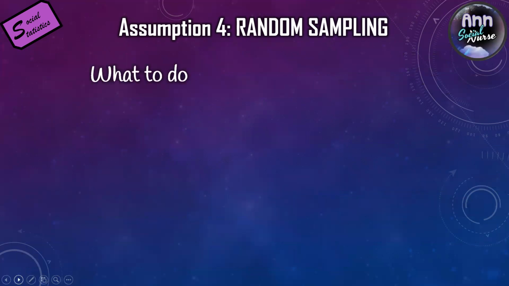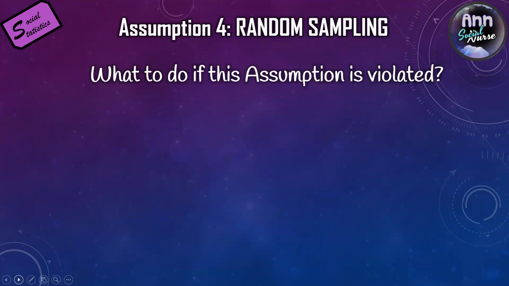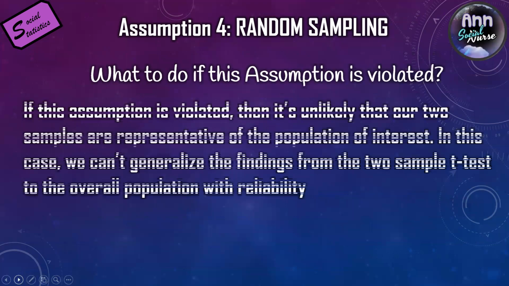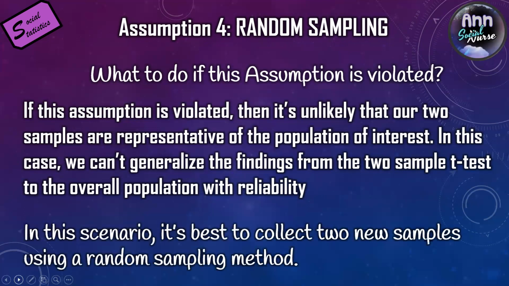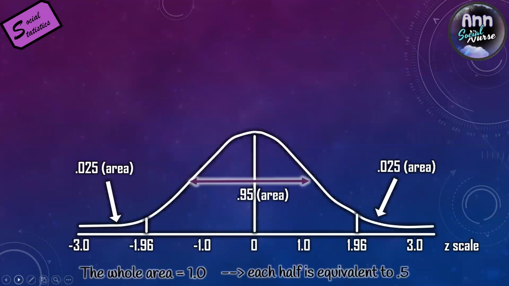Okay. Now, what if you have violated this assumption? Then it's unlikely that our two samples are representative of the population of interest. In this case, we can't generalize the findings from the two-sample t-test to the overall population with reliability. So in this scenario, it's best to collect two new samples using a random sampling method. Of course, again, time and budget matter a lot.